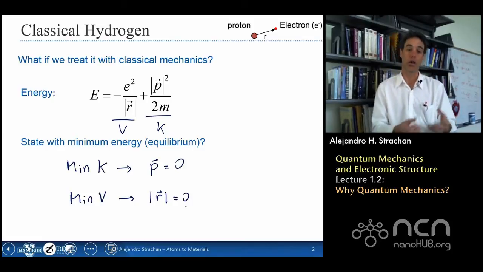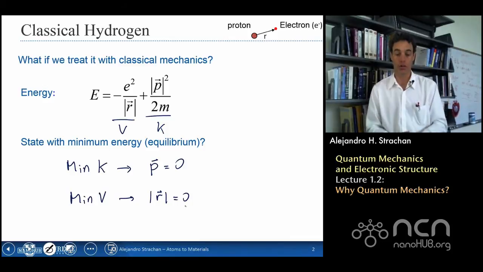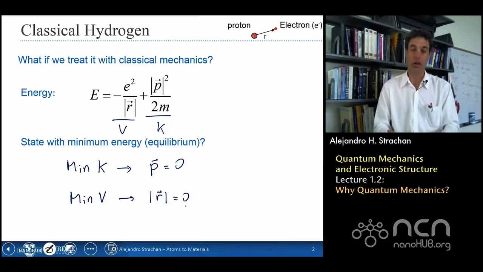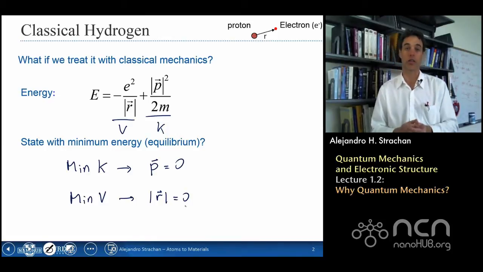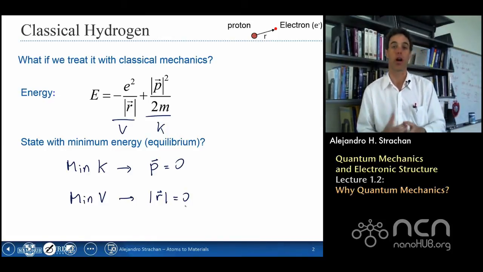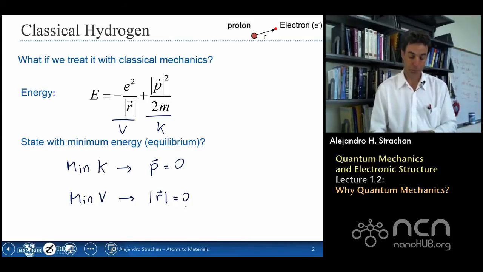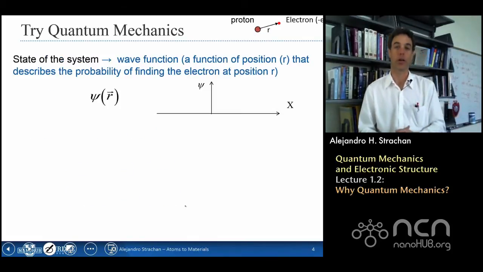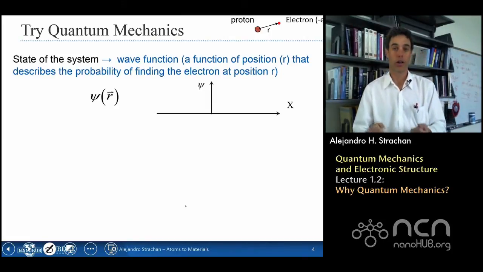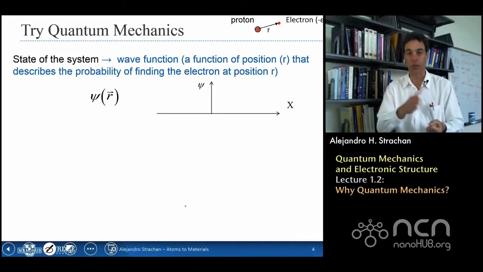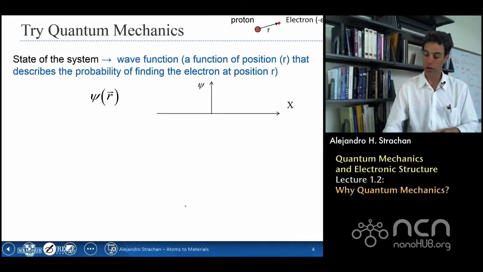Of course, we know that atoms have finite size and they have finite energies. So this clearly shows a shortcoming of classical mechanics, that it's just unable to describe these electronic or atomic physics. So let's switch to quantum mechanics. We're going to try to solve the hydrogen atom using quantum mechanics, and we're going to learn the basic principles of quantum mechanics along the way.